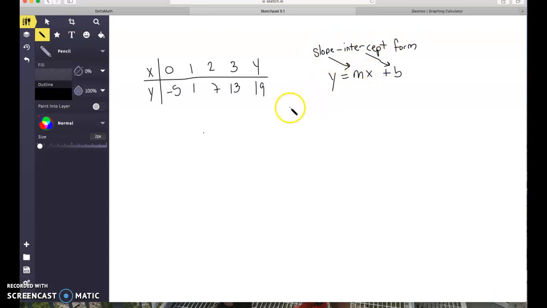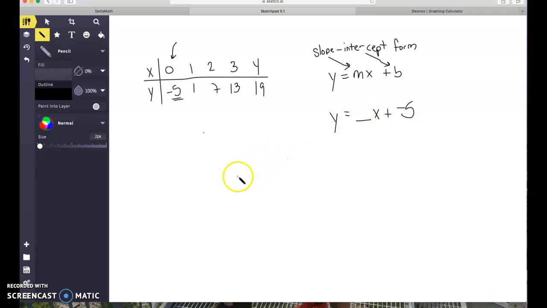So a couple of things that are really nice about this table. It gave me my y-intercept, right? I can see, when my x value is 0, I know that that point is going to fall on the y-axis. So my y-intercept here is negative 5, right? So y equals, I'm going to have to figure out my slope times my x plus, I can just go ahead and plug my negative 5 right in. So that was really nice how that worked out.